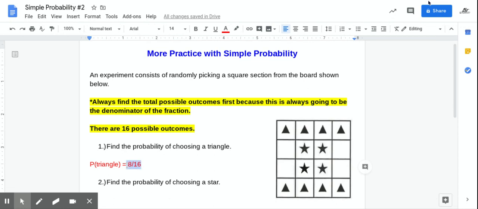Now, guys, I know that this fraction looks a little different than what we're used to, because we're used to writing them with the numerator on top, then the fraction bar, and the denominator on the bottom, which is absolutely fine.